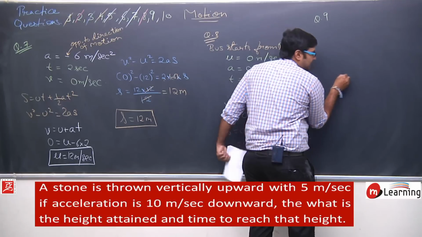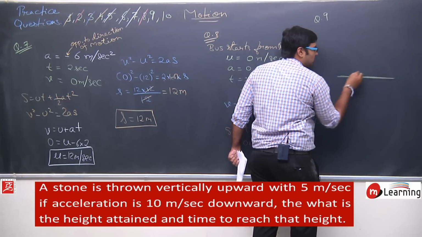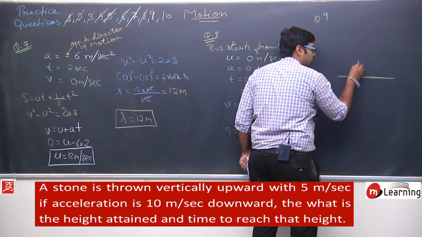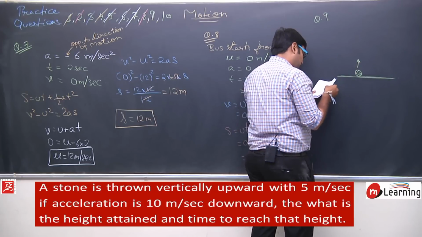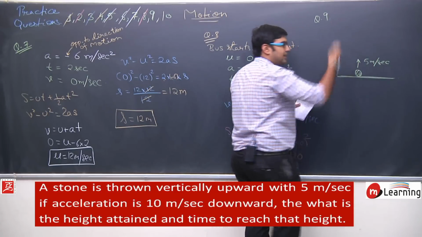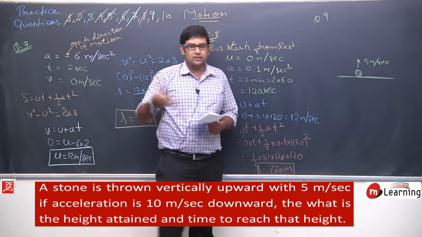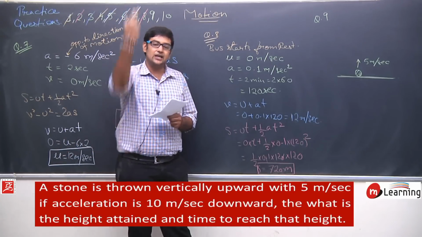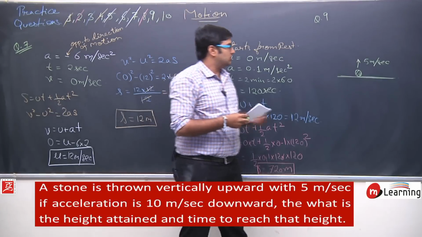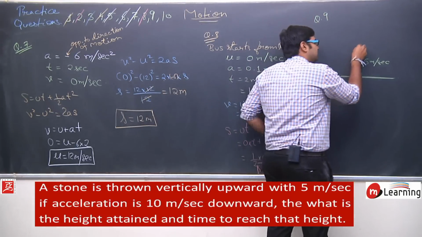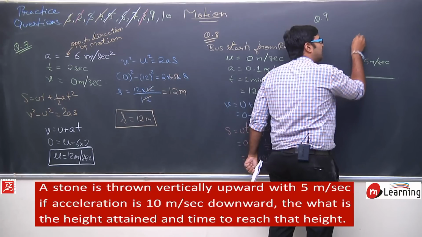It says let us assume that this is the ground and I throw a stone from the ground with a velocity of 5 meters per second in the upward direction. Okay, I am standing on the ground, I am holding a stone and I throw it vertically upward, exactly vertical. Okay, if I throw this stone exactly vertically upward, what is happening? This stone is moving in the upward direction.